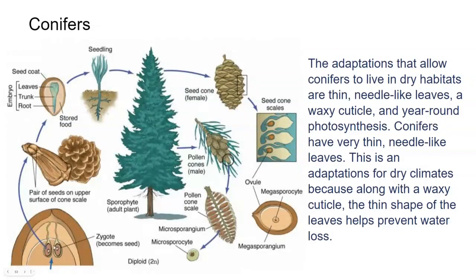There's going to be two little zygotes inside of the seed, and it is attached to a scale on this cone. As the cone dries out, the scales get wider and wider, and then when they drop, they can produce a seedling or a sapling.